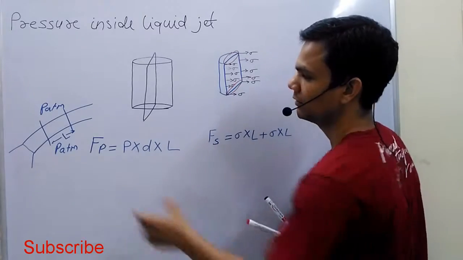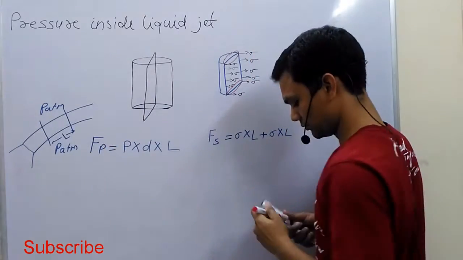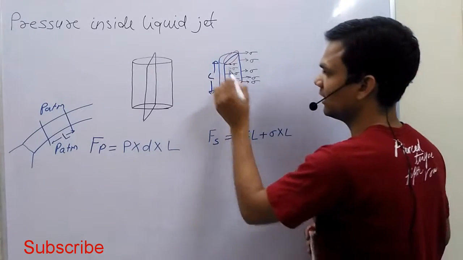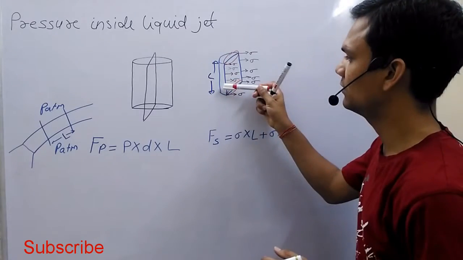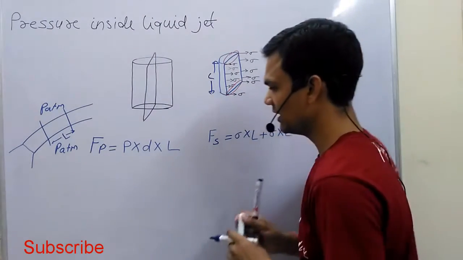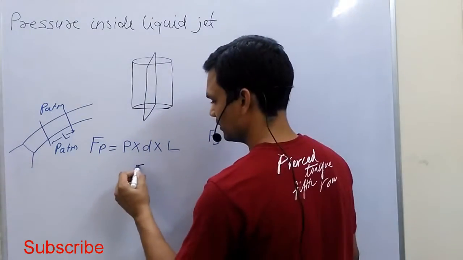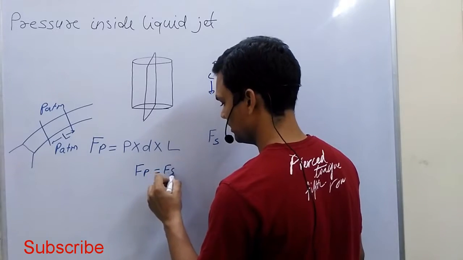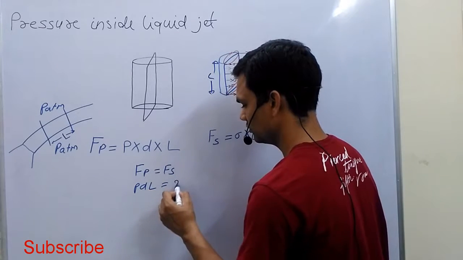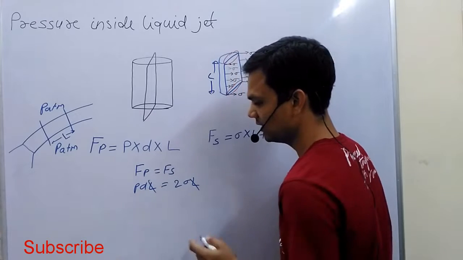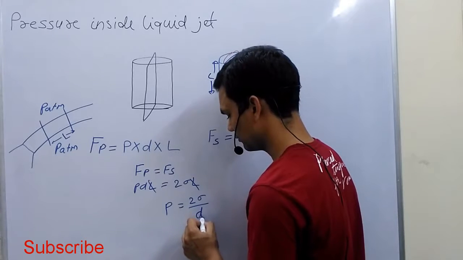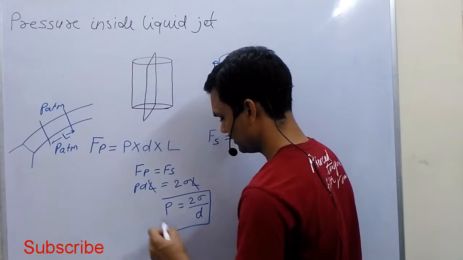So cut, put. So this length will be L. So now surface tension is acting on this part and this part. So the formula for the surface tension will be this. Now for the equilibrium condition, these two forces will be equal. Now PdL is equal to 2 sigma L. Now L gets cancelled. Now the pressure for a liquid jet will be this.